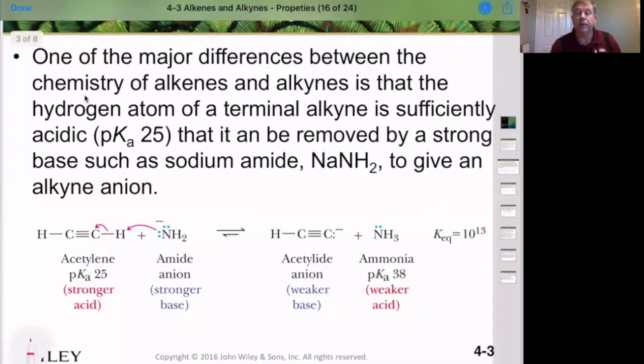Remember, as we increased our base strengths, we went from oxygens to oxygen anions, nitrogen, and nitrogen anions. So one of the strongest bases is an anion on nitrogen, such as sodium amide, to remove that hydrogen. When we remove that hydrogen, we end up with the acetylide ion. The acetylide ion is a weaker base than the amide ion before, and therefore the equilibrium is shifted in this direction here.